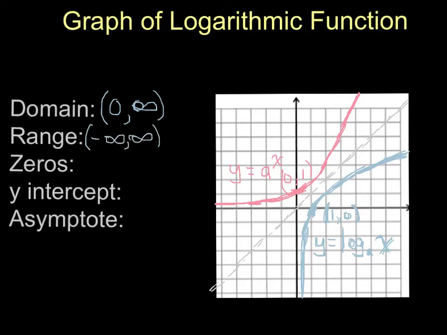The zeros: I do have a zero at this point, and that's going to be (1, 0). And the y-intercept, well, we don't have any. There is no y-intercept for the logarithmic function. X never equals 0. X cannot equal 0. So it also gives me an asymptote of x equals 0. I have a vertical asymptote.